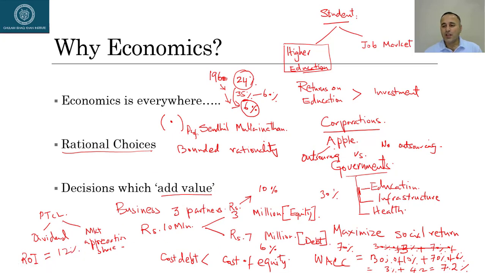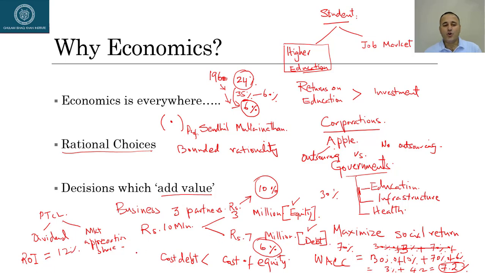Okay, so the weighted average cost of capital is a single number which satisfies the expectation of equity holders and debt holders. Again, this is something important. 7.2% was calculated based on 10% and 6%, and it was actually weighted. So technically, it means that 7.2% is a single number which satisfies the expectation of equity holders and debt holders.